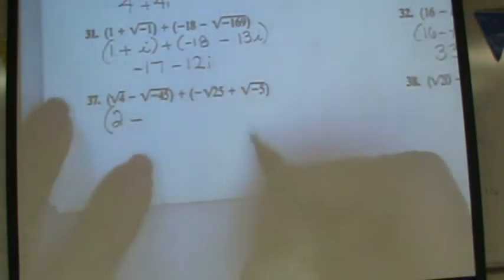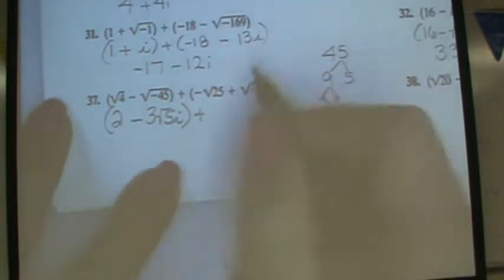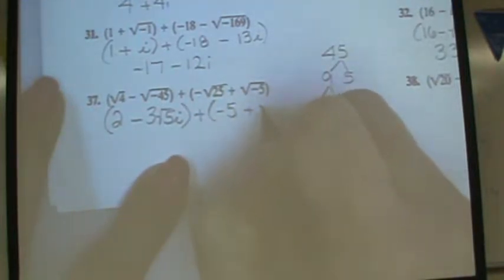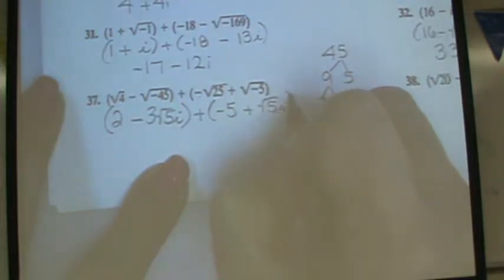The square root of 4 is 2. Okay, this is 45, negative 45. So we have 45 is 9 times 5, which is 3 times 3. So we have 3 root 5i plus, this is the square, negative 1 times the square root of 25. So this is negative 5, and then plus root 5i.